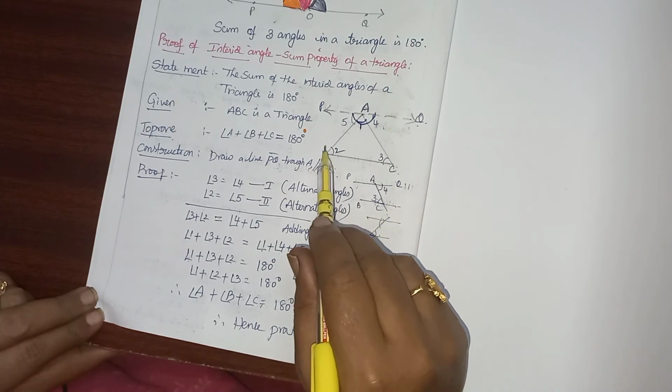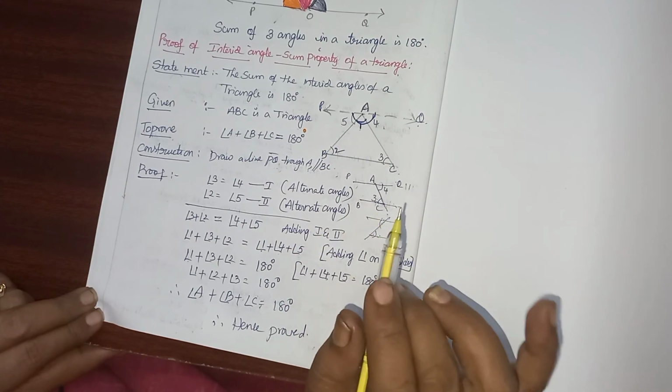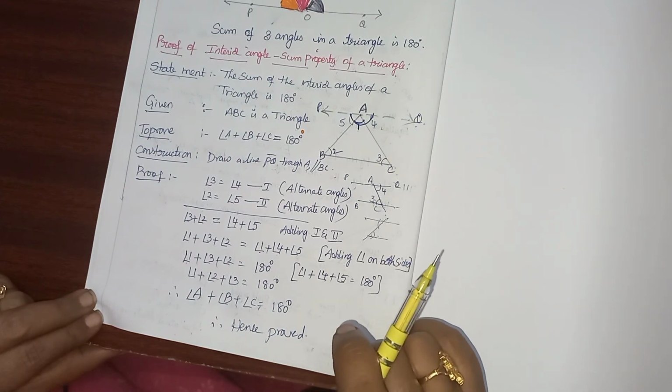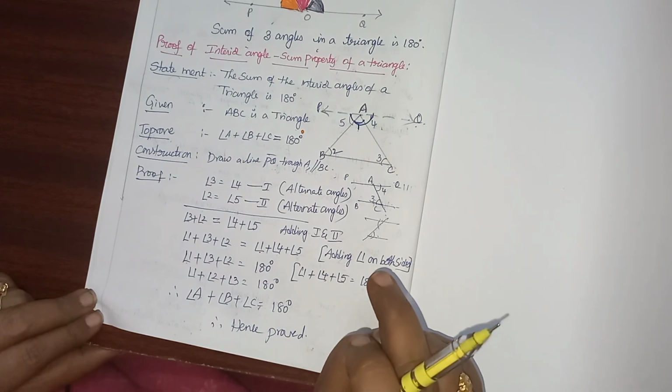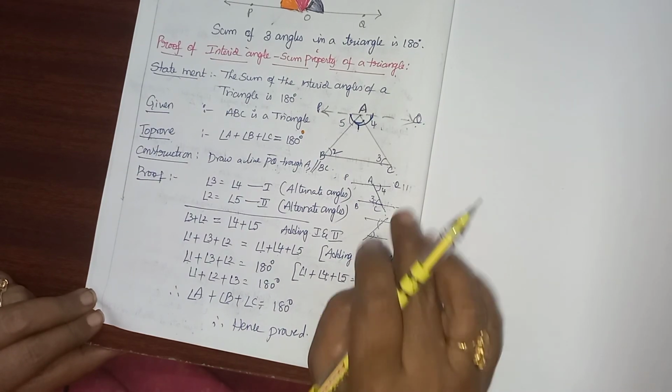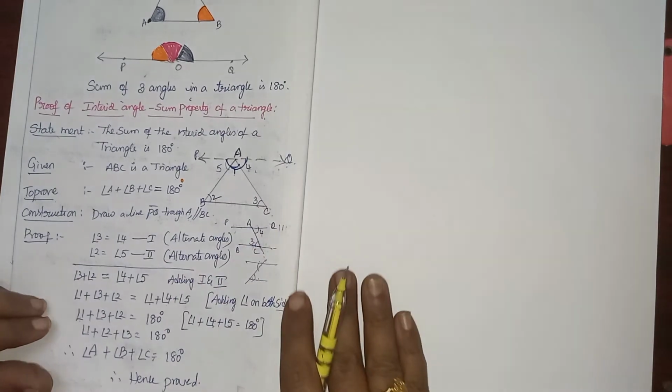What is the interior angle sum property? Sum of three angles in a triangle is 180 degrees. Okay children, sum of three angles in a triangle is 180 degrees. For example, I will give one example sum.